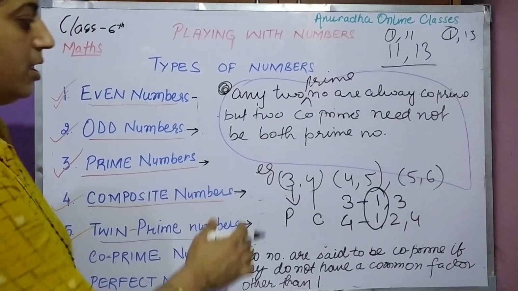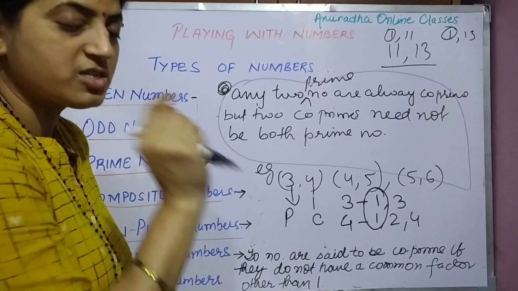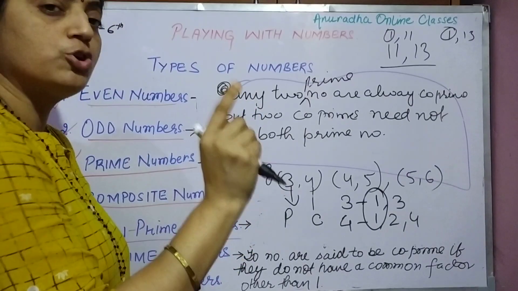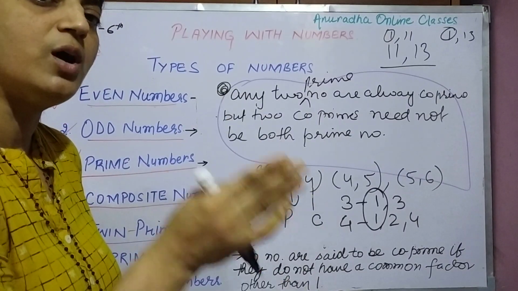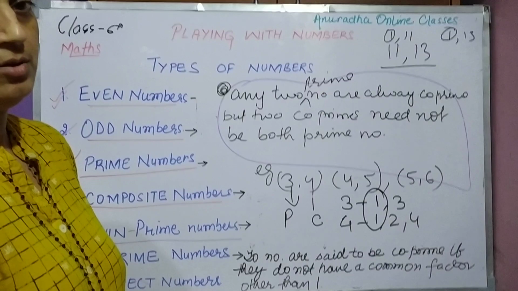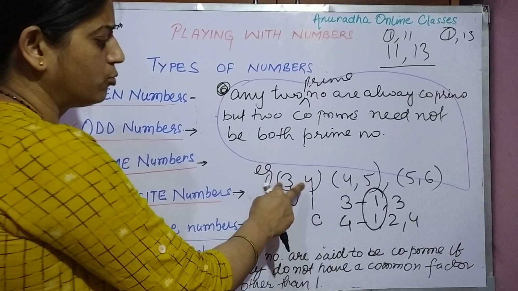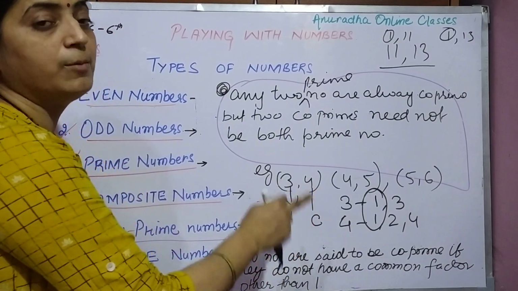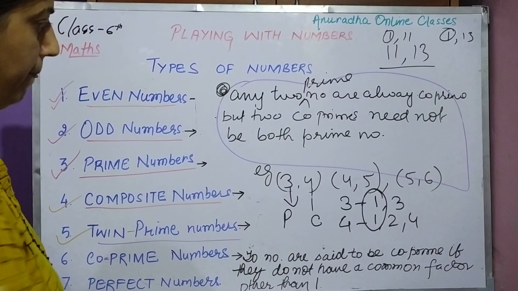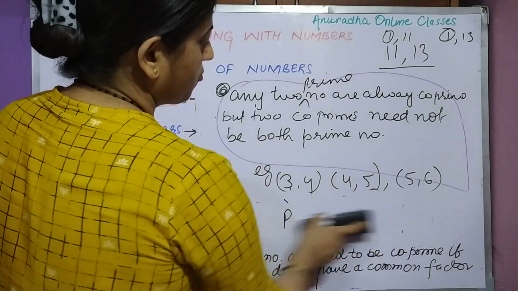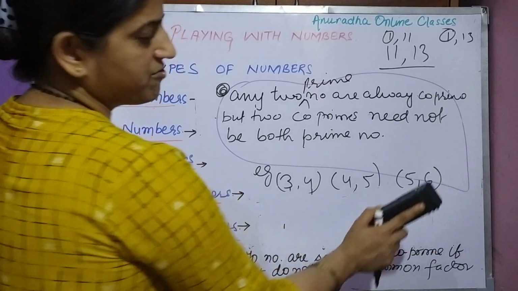That means for a pair of numbers, it is not necessary that both should be prime numbers. That may be one prime and one composite. ओके, एक प्राइम हो सकता है और एक कॉम्पोजिट हो सकता है. ये जरूरी नहीं है कि दोनों नंबर्स जो होंगे पेयर के that are prime numbers. This is the most important thing. So I have written here examples of co-prime numbers: 3, 4; 4, 5; and 5, 6.